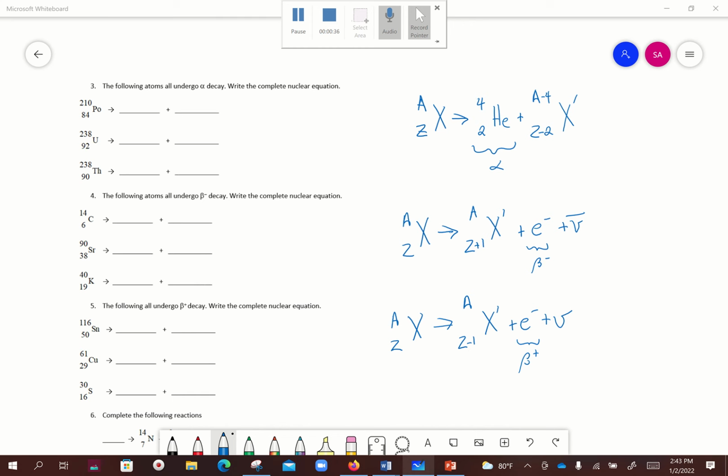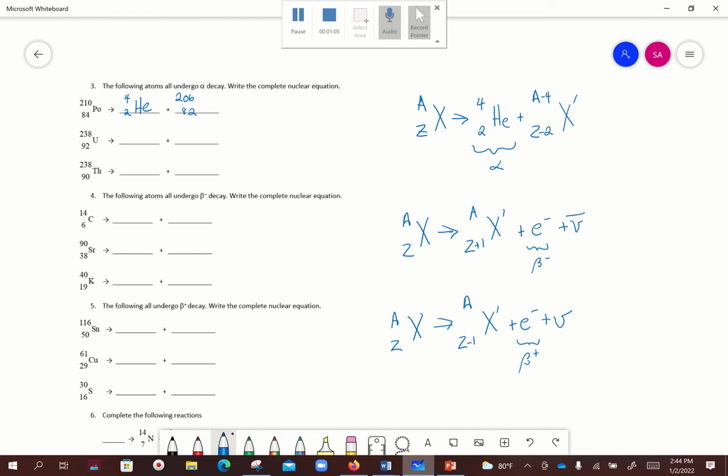So the top number goes down by 4 and the bottom number, the Z number, goes down by 2. So let's do some examples. I've got polonium-210, 210 and 84. What's going to happen is it's going to give off a helium nucleus, 4,2 helium, plus, now I'm going to calculate: 210 minus 4 is 206, 84 minus 2 is 82.